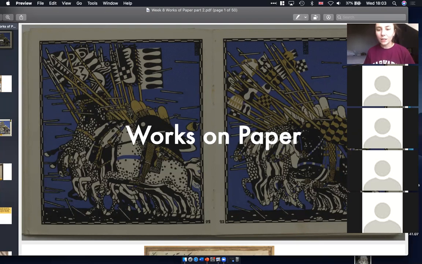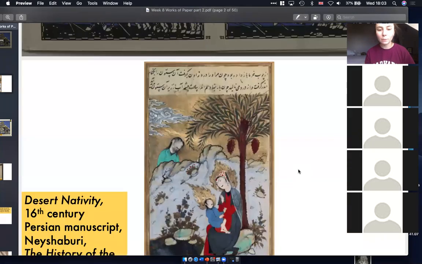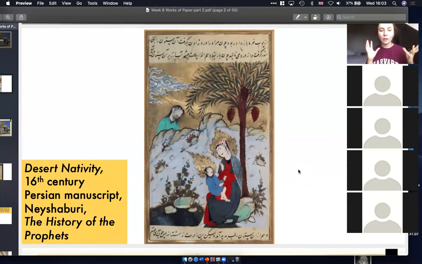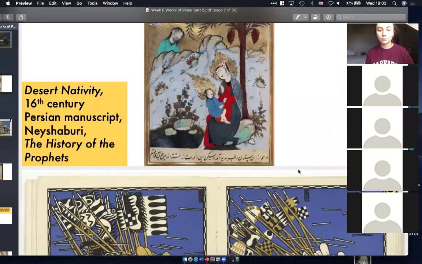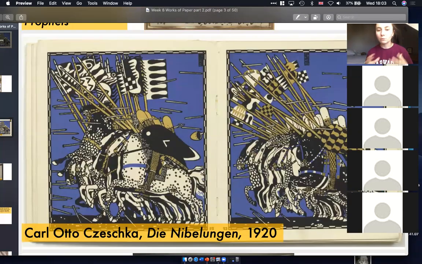So last week we did works on paper, and I'll just bring us up to speed. We basically started with manuscripts, and then we looked at how manuscripts were kind of revived in the 20th century with the arts and crafts movement.